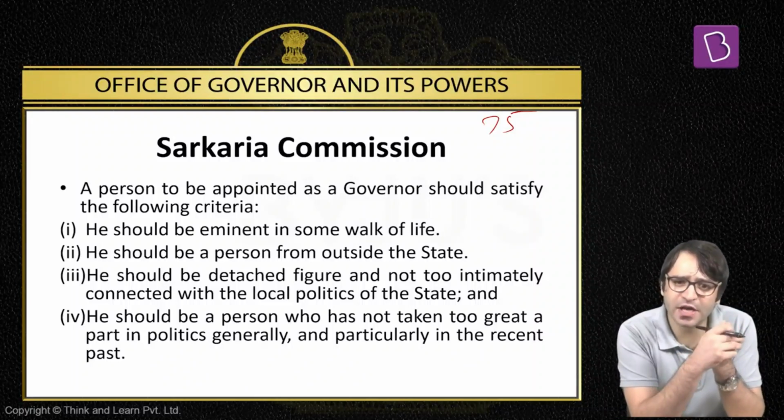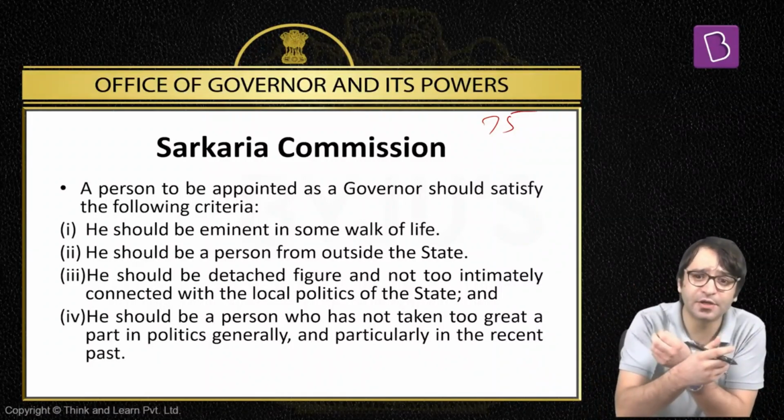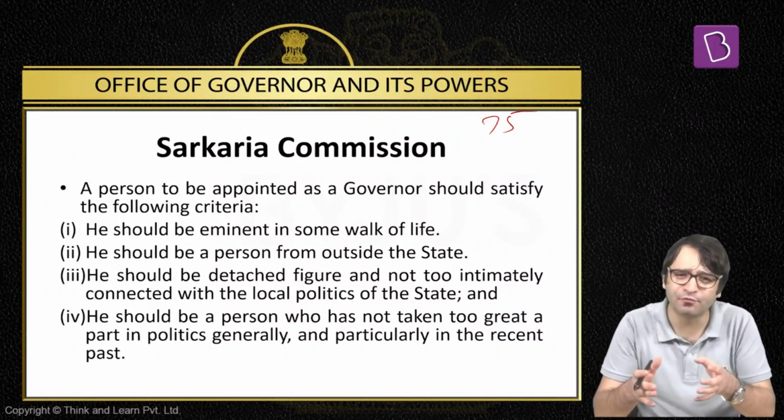Kalraj Mishra crossed the age of 75. Can no longer continue as a minister. Appointed as a governor. That means now this governor's office, Raj Bhavan, is becoming the retirement home of failed politicians, retired politicians. Why should the governor's office be dominated by politicians?